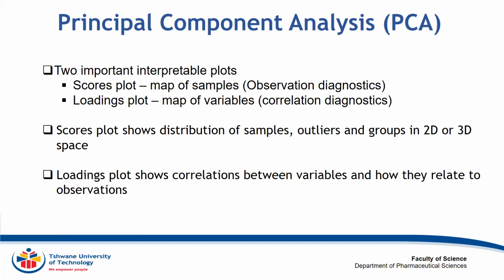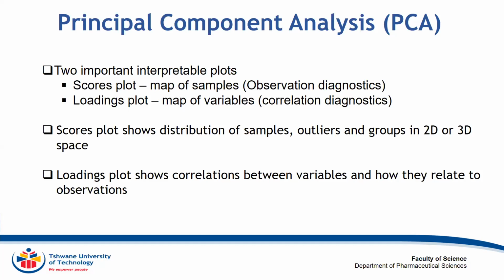So in PCA, once we have modeled, there are two very important plots that allow you to visualize your data, to be able to interpret it quite easily. And the first one is the scores plot. And I'm sure from the previous slide, you can tell that scores is related to mapping of your samples. So this is in relation to the diagnostics of your observations. So you're able to view your samples, their distribution in 2-dimension or in 3-dimension, and you are able to see if there are any outliers in terms of the chemical profiles or metabolite profiles. And try and see if there's any groupings and anything interesting that you might want to investigate further.